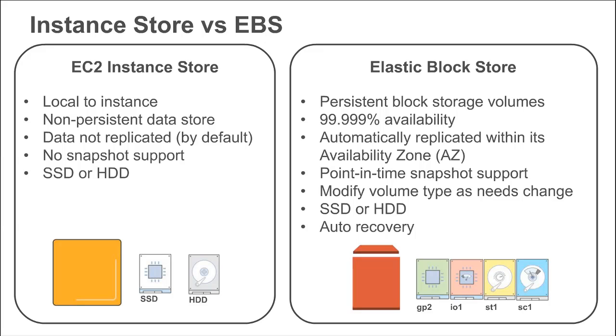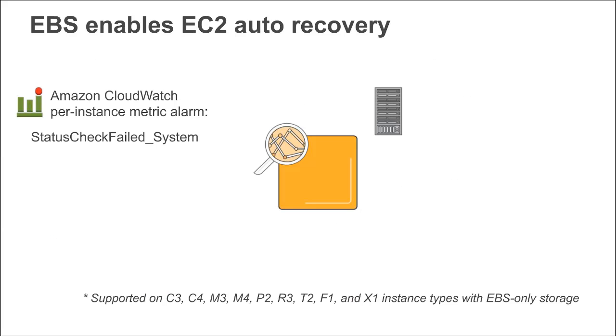Instead of just offering a single SSD or HDD volume type, we give you a choice of four different volume types within EBS. Two of them are based on SSD technology, and two of them are based on magnetic volumes or HDD technologies. In a few slides, we'll dive a little deeper into these four different volume types and their performance characteristics.